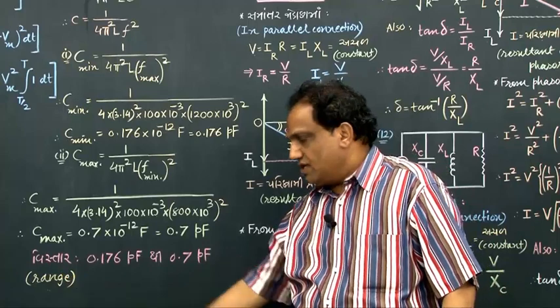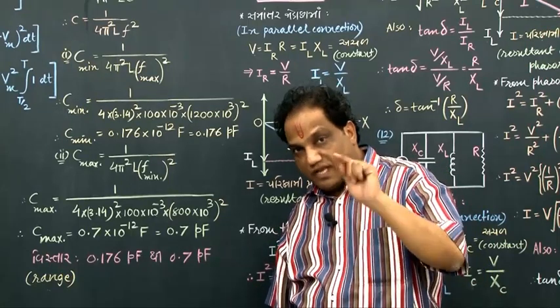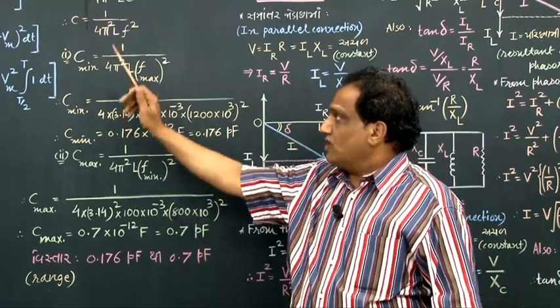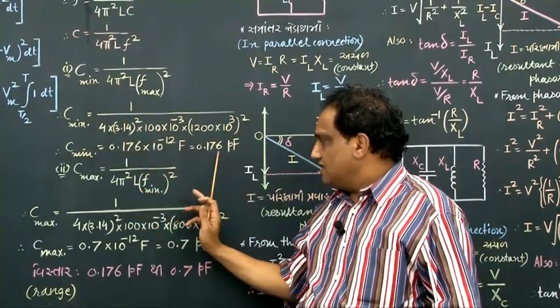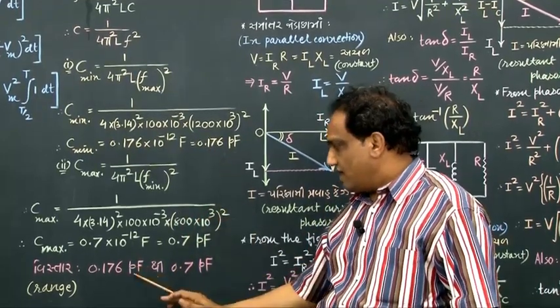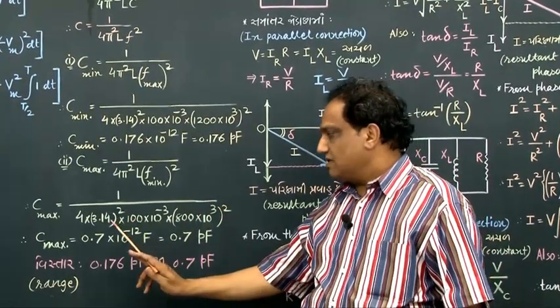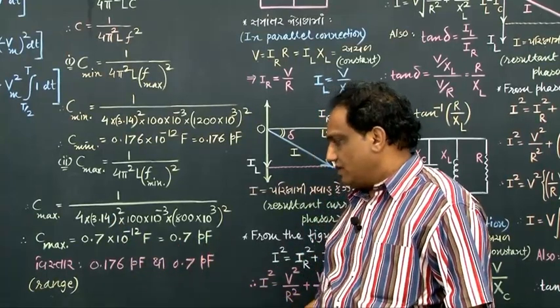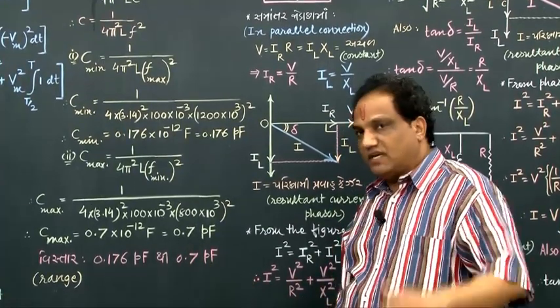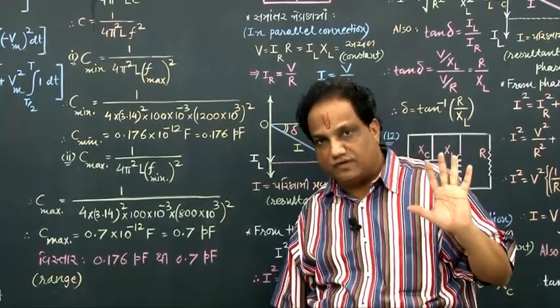So what will be the range? The range is always to be mentioned from minimum value to maximum value. Among these two values of capacitances, this and this, what is the minimum value? The minimum value is this 0.176 picofarad, to, what is the maximum value? The maximum value is 0.7 picofarad. From 0.176 picofarad to 0.7 picofarad. That is the range of capacitance required, okay?